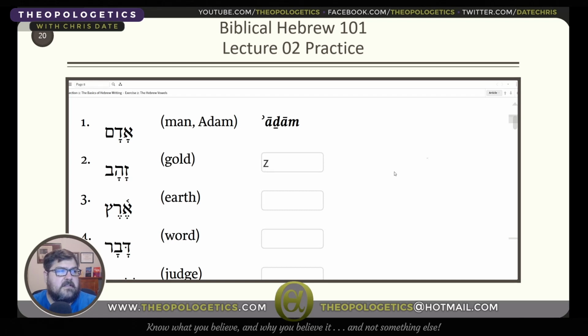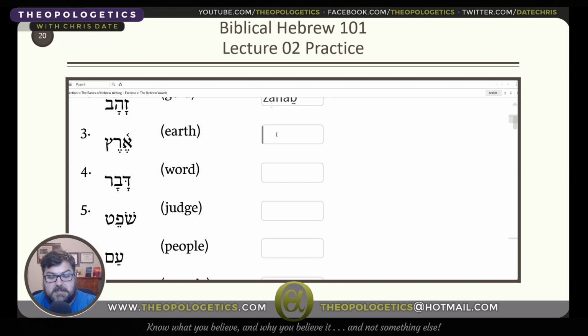Zahav, meaning gold. The zayin is Z. The qamets is A with a line over it. The hey is H. The qamets is A with a line over it, and the bet without a dagesh is a B with a line under it. Eretz, meaning earth. The aleph is going to be a rightward pointed apostrophe symbol. The segol is an E, the reish is an R, the segol is an E, the tsadi is an S with a dot under it.